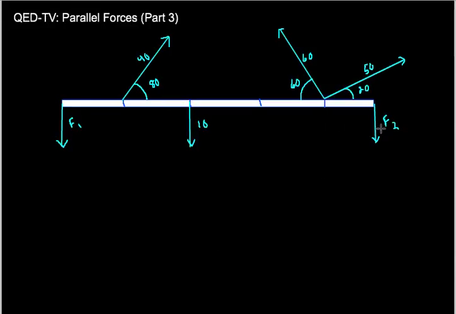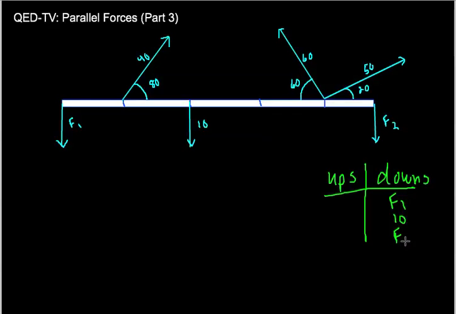So this is kind of a two-part problem here. The first thing we want to do is figure out what F2 is. As we remember, we have Herman's three laws of parallel forces, and the first thing is we're going to have ups and downs. We're going to make a table of ups and downs. Well, the downs are pretty easy. We're going to have F1 going down, 10 going down, and F2 going down.